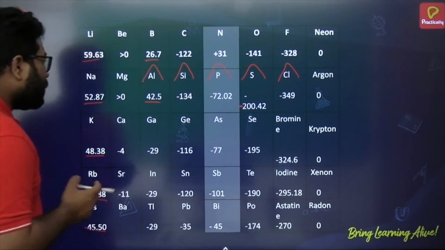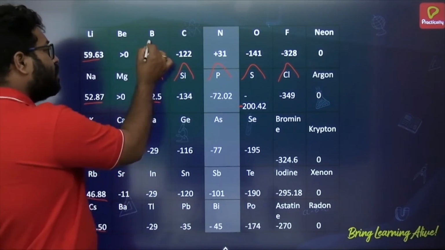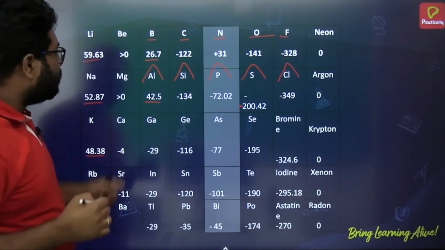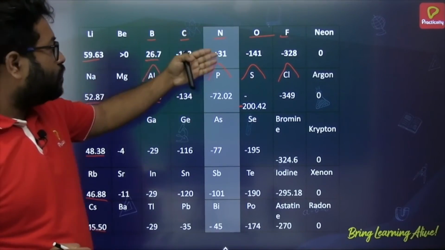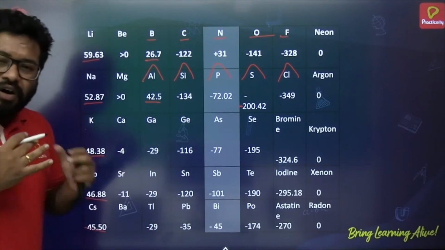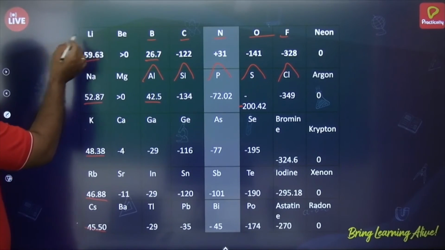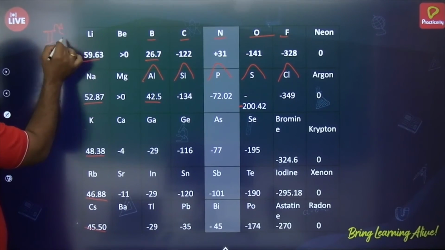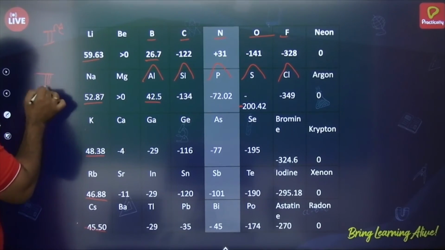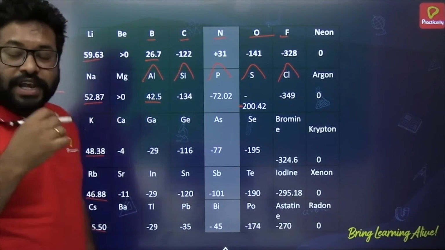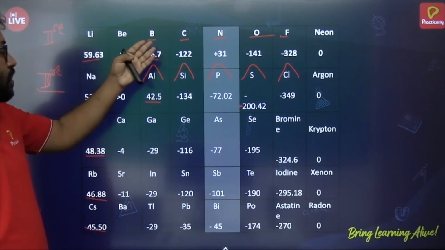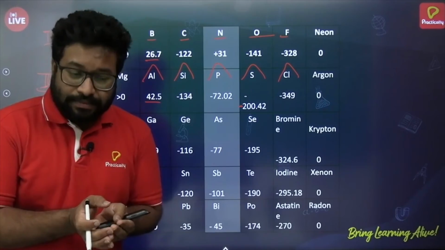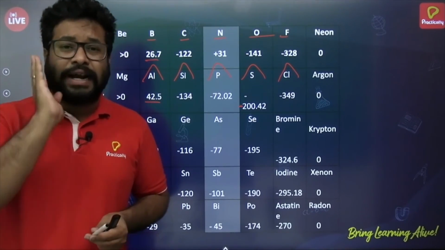Why? Because, see, this boron, carbon, nitrogen, oxygen, fluorine, and boron and aluminum, carbon and silicon, nitrogen, phosphorus, oxygen, sulfur, fluorine and chlorine: in both of these, the first ones belong to the second period. These are your third period. So when you went from second to third period, boron, carbon, nitrogen, oxygen, fluorine, their size is very, very small, right? So nuclear charge is concentrated, fine.